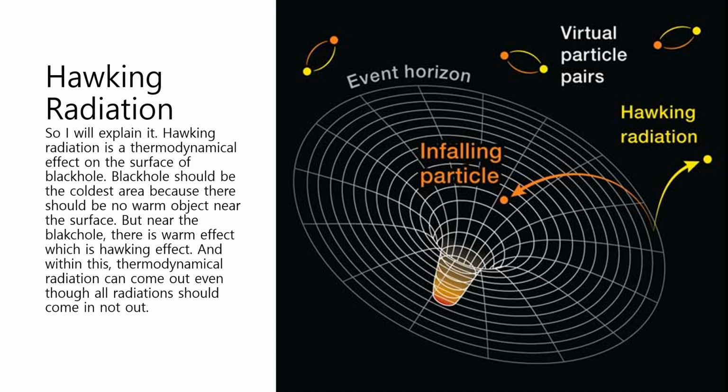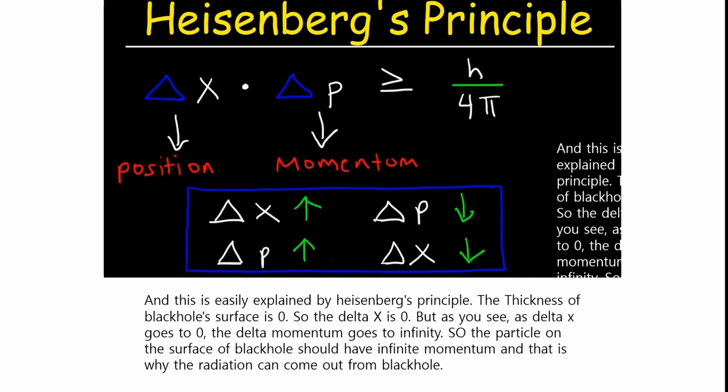A black hole should be the coldest area because there should be no warm object near the surface. But near the black hole there is a warm effect, which is the Hawking effect. And within this, thermodynamical radiation can come out, even though all radiation should come in, not out. And this is easily explained by Heisenberg's principle.